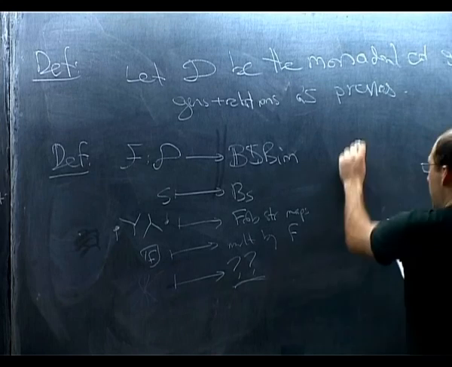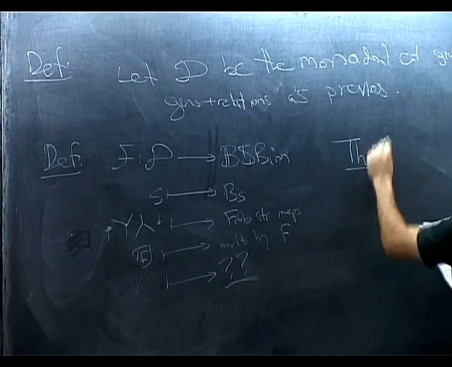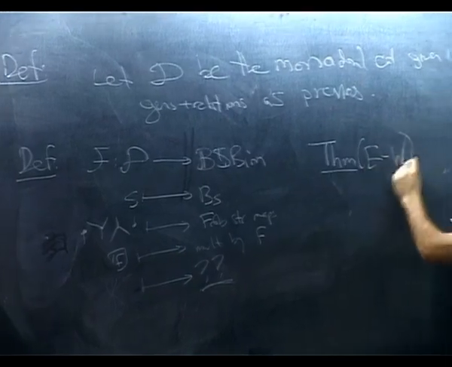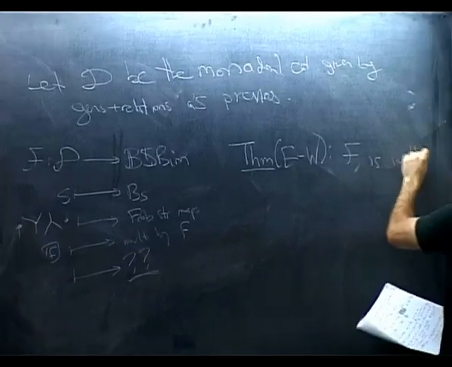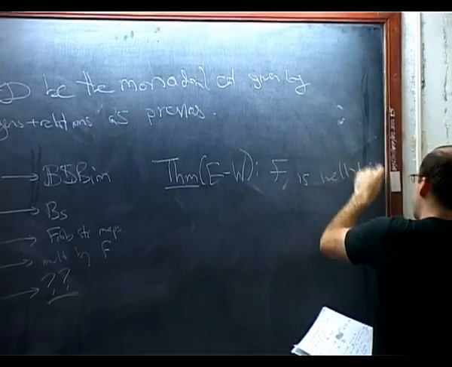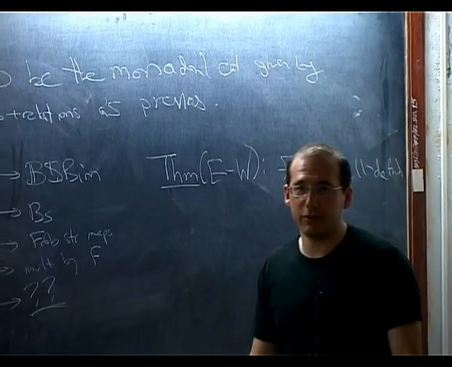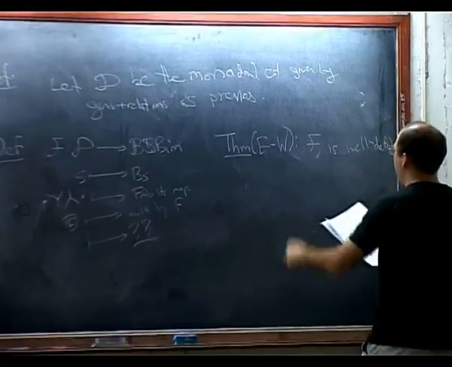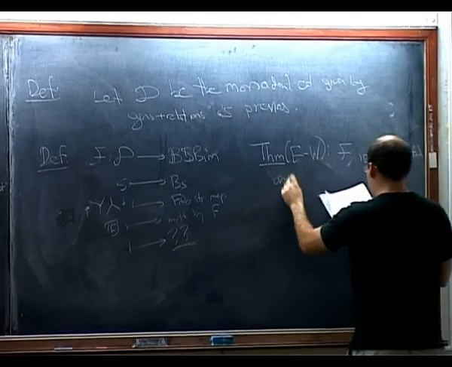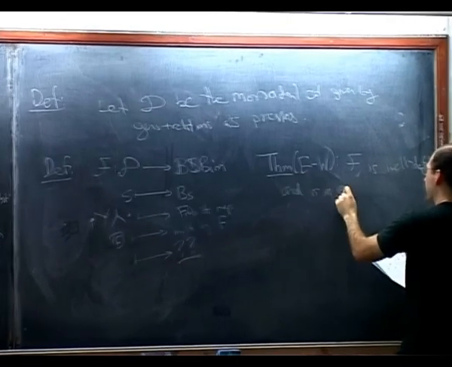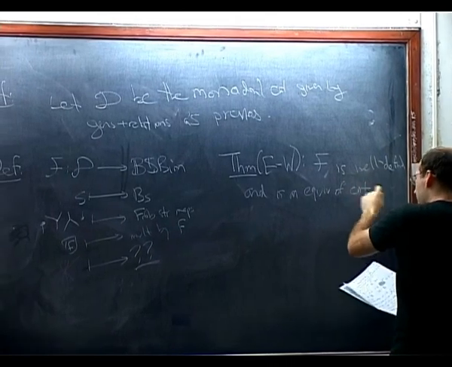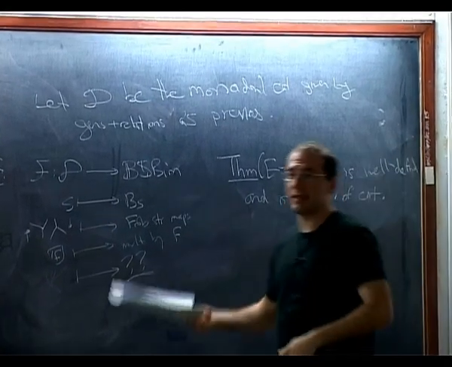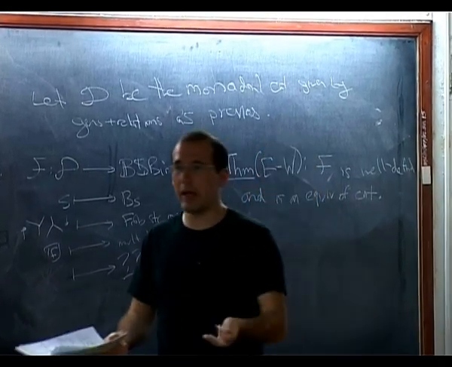And so then the theorem of myself and Jordy is that F is well defined, which is to say the relations that I wrote down are in fact relations, and F is an equivalence of categories. So that is when the right hand side is nice, so when we can apply labels.